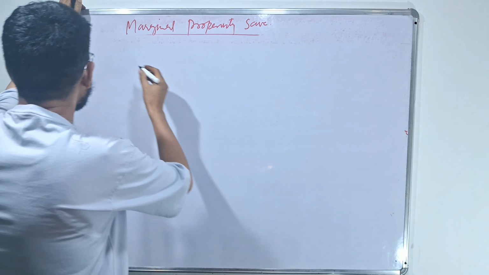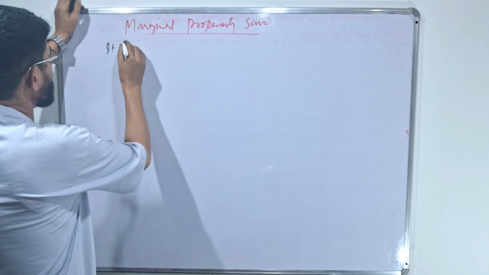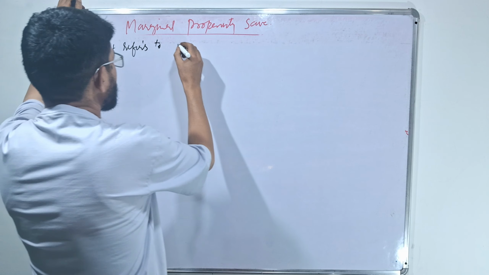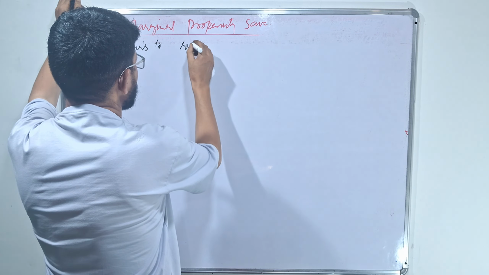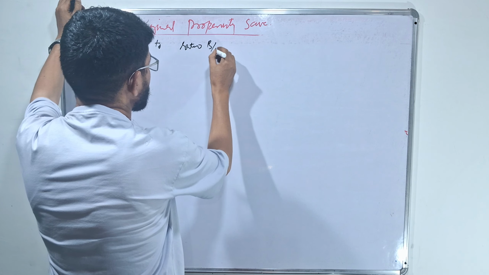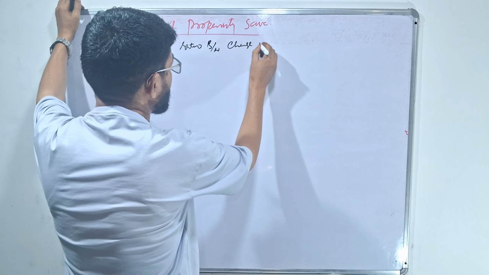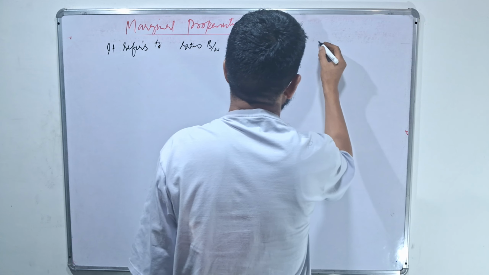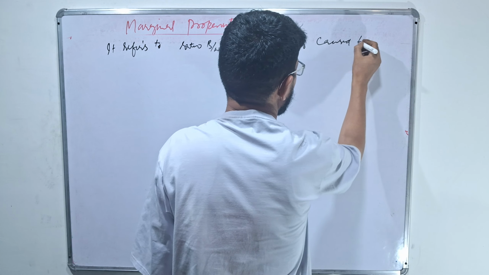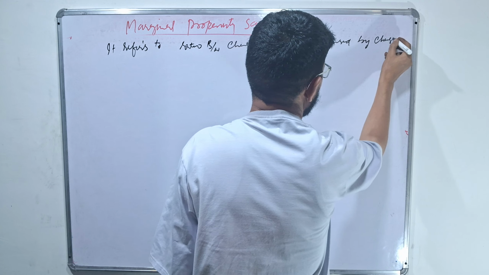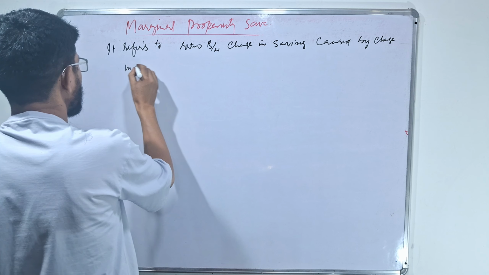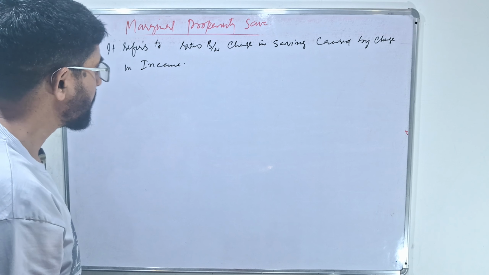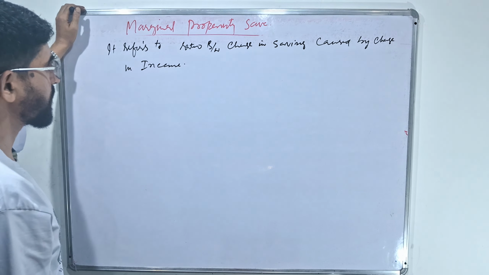Generally, marginal propensity to save refers to a ratio between change in saving caused by change in income, that we call marginal propensity to save.